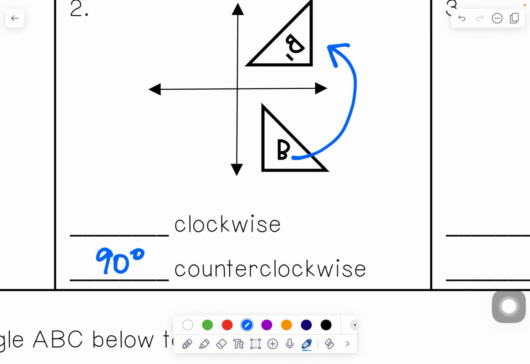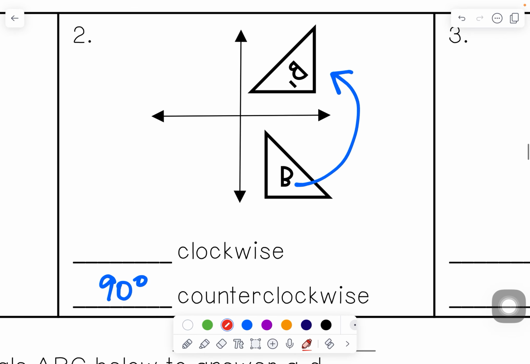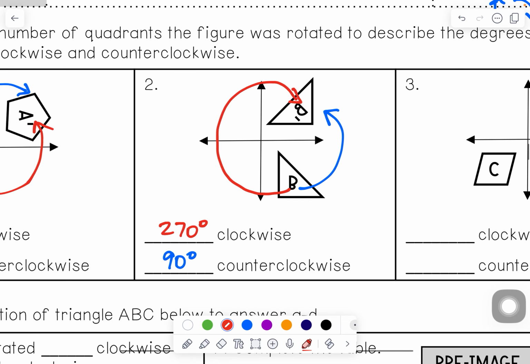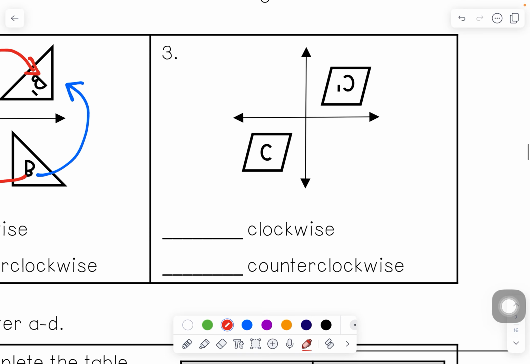All right, so here's an example. ABC was rotated to make A prime, B prime, C prime. Okay, it looks like it was rotated clockwise 90 degrees. If I had rotated it counterclockwise, then it would have had to go 270 degrees to get there.